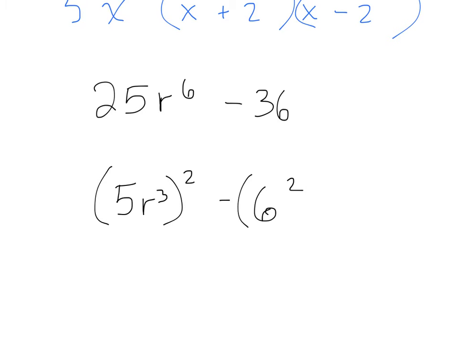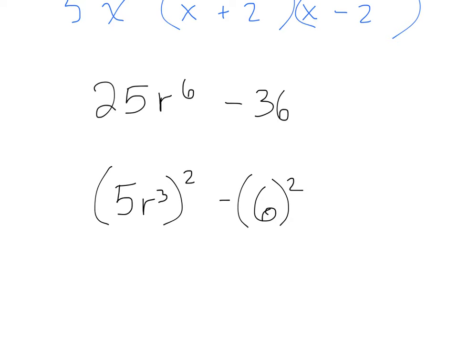So do you see what Kelly did here? Take a look, please. She said to herself, although it doesn't look like a difference of two squares, you could make 36 into 6 squared. That's obvious. It's a perfect square. Well, 25 is a perfect square also. It turns out that any variable to an even power is a perfect square. Think about it for a second.